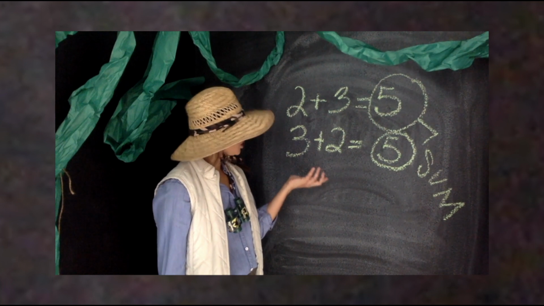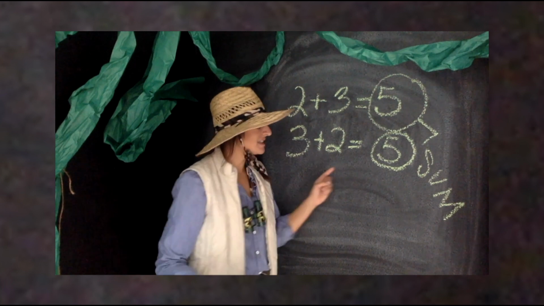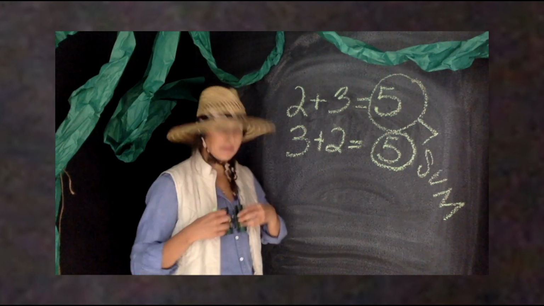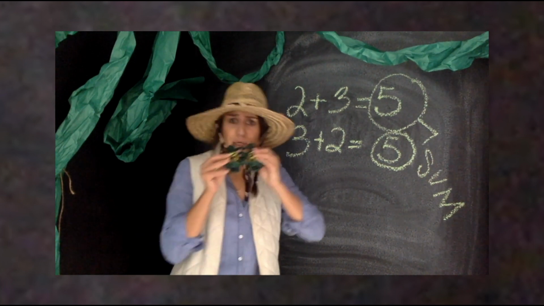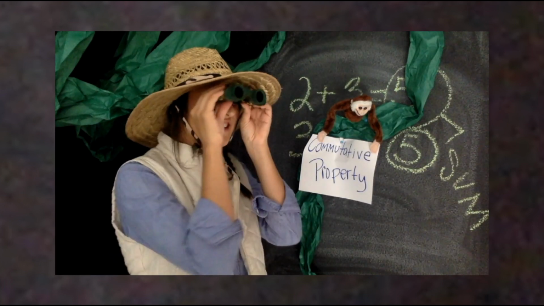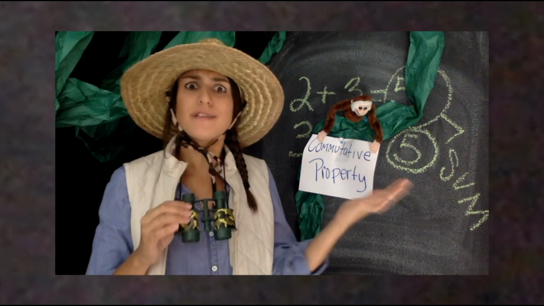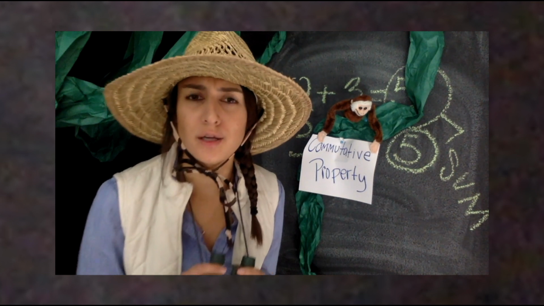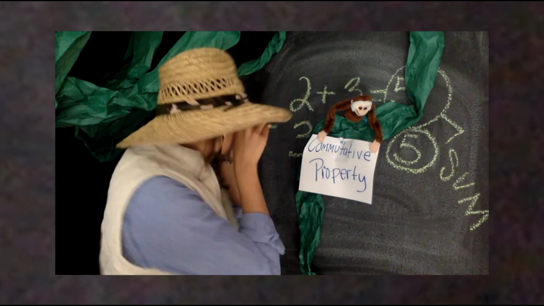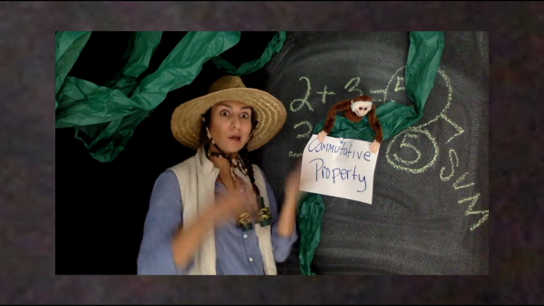Now, I'm having a hard time remembering, what do we call the property that tells us that we can change the order of the numbers when we add and still get the same sum? I forgot. Maybe I'll use my handy dandy binoculars. Do you see it anywhere? Huh? Do you see it? I don't. Where is it? You keep telling me you're seeing it. I don't see it anywhere. Where? Behind me? Oh! Of course, the commutative property.